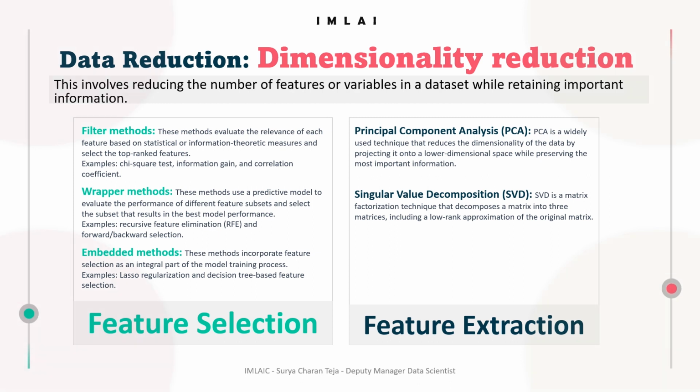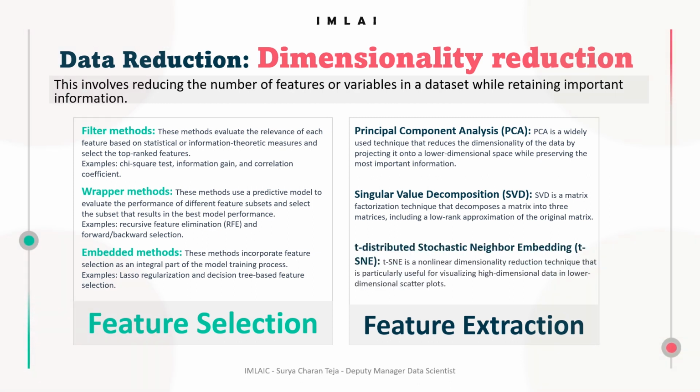Then the last one in feature extraction techniques is T distributed stochastic neighbor embedding. In short, we call it TSNE. So TSNE is a nonlinear dimensionality reduction technique that is particularly useful for visualizing high dimensional data in lower dimensional scatter plots. So TSNE maps the original features to a lower dimensional space while preserving the local neighborhood relationships.